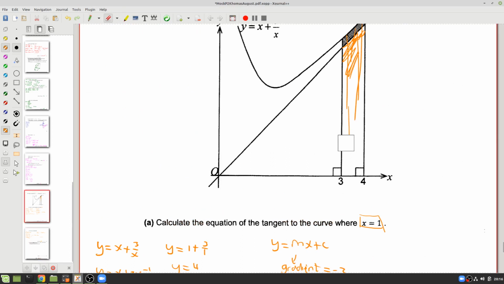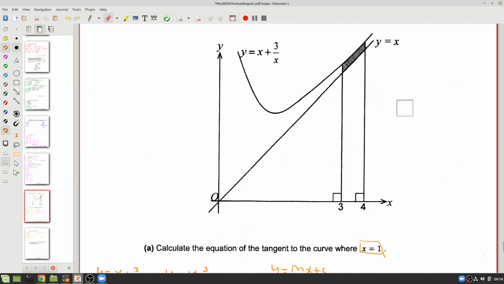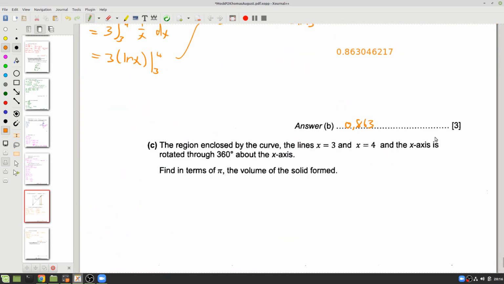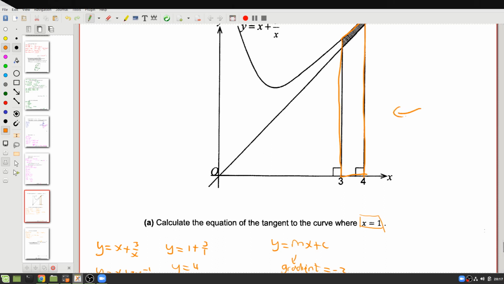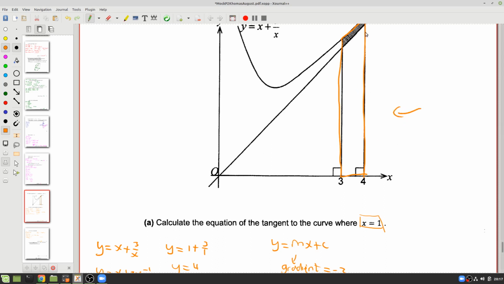I'm just going to erase this for now. Okay, so the area enclosed by this curve, the lines x equals 3 and x equals 4 and the x-axis. So this whole thing, that area, is rotated through 360 degrees about the x-axis. Find the volume. Obviously if we look at it from the side, at the moment we see nothing, right? We just see this line. It's a 2D thing if we look from the side. But now we're going to rotate it about the x-axis like this, right? So you can imagine it coming out of the screen, going down and up again.